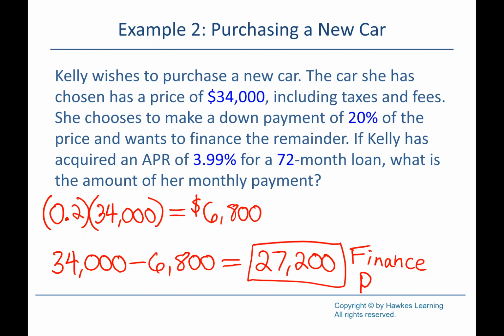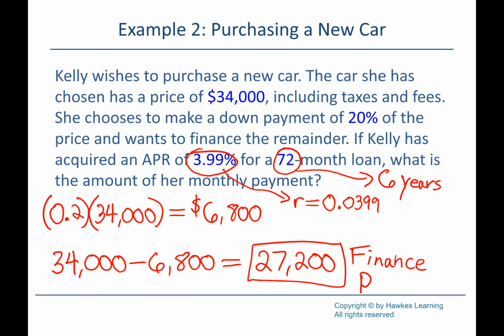Other things we need, we got the APR. So we change that to a decimal. So R will be 0.0399. And taking our loan for 72 months, we take 72 months and divide by 12 months in a year. It tells us we're going to be taking our loan for 6 years, or that T will be 6. And we're making monthly payments, so N will be 12.